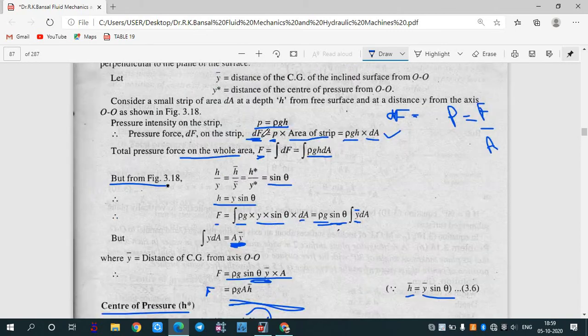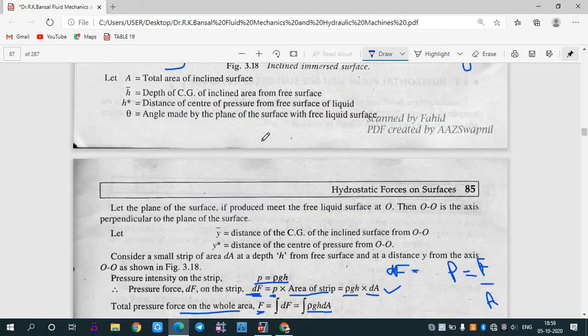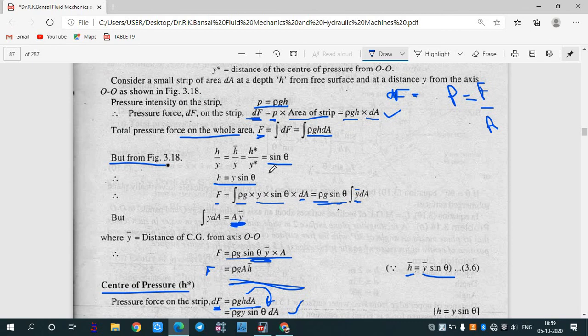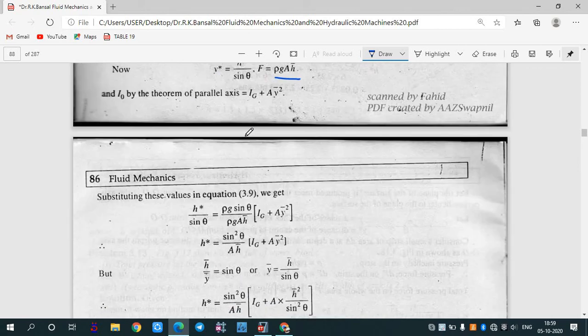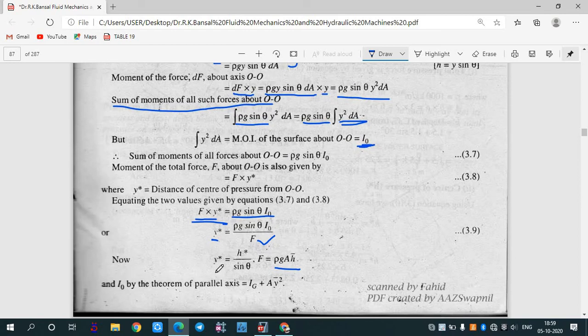Okay, so y star can be replaced by what? Y star can be replaced by h star by sine theta. If we keep y star on this side and divide by sine theta, y star equals h star by sine theta. So these are the values which we are going to put in this. We replace y star by h star by sine theta, and the force we replace by rho g into A h bar.